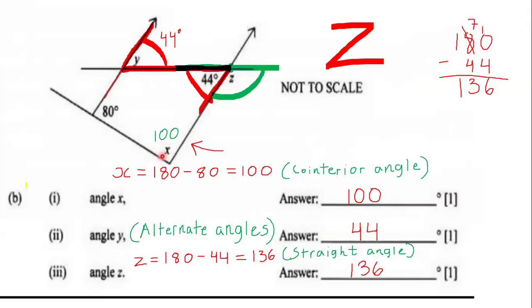Minus 44 from 180. Very good. And we minus it because they should add up to how much? 180. 180 degrees. Very good. So that's how we get Z. Does that make a little bit more sense to you?